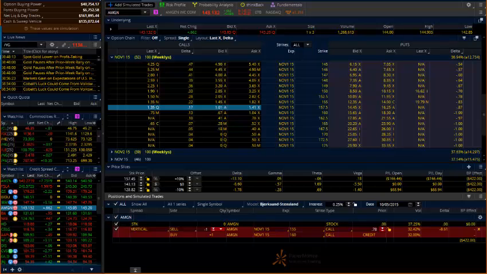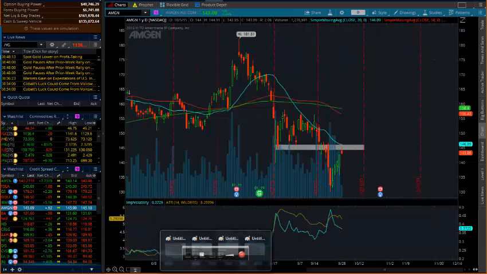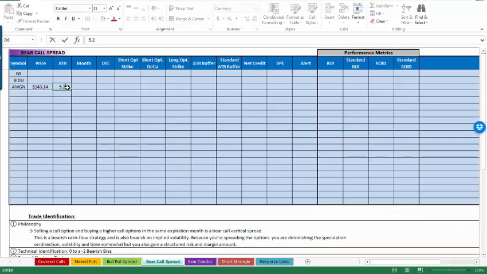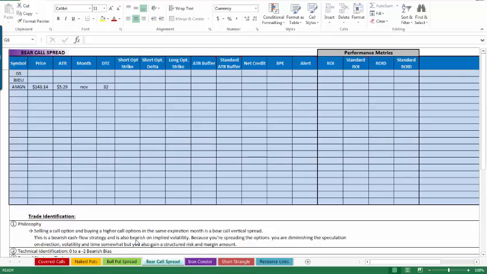The ATR is on the chart, 5.29. The expiration month we did was November. It's 32 days. We said we're going to sell on the Analyze tab 155 160. And this was a 0.17 delta. The net credit was 0.78. BPE is 432. Okay. Actually, I think we've got to make this 78 total.